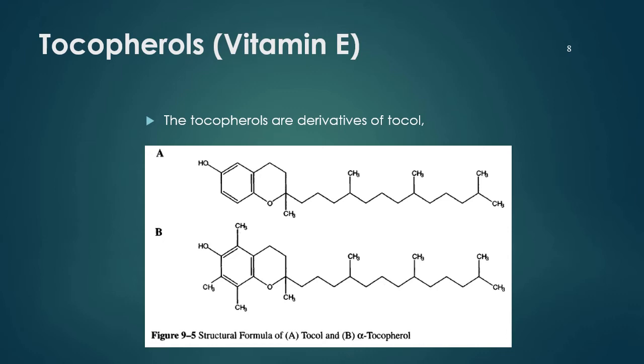Meaning you can see that there are some increases in the substituent groups. In tocol, there are fewer methyl groups, but in B you can see that there are three additional methyl groups here, this and this. So that's why they are the derivatives of tocol.